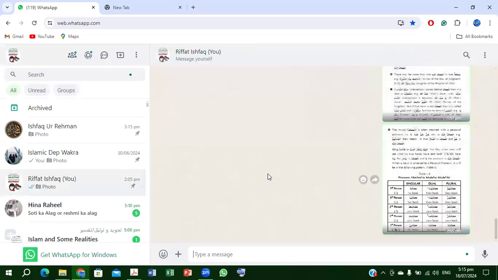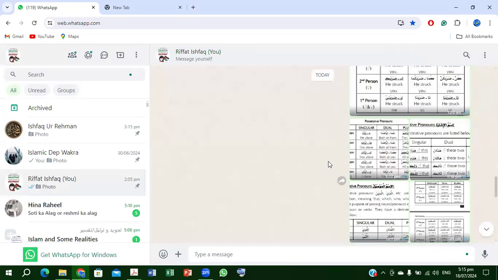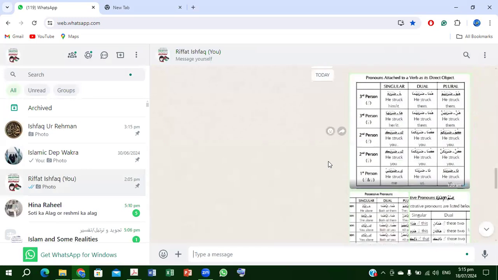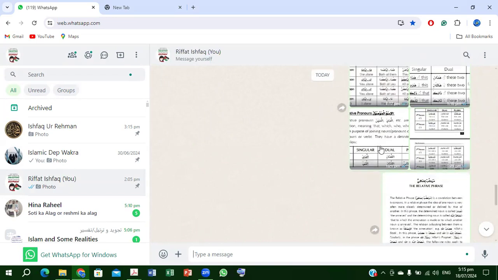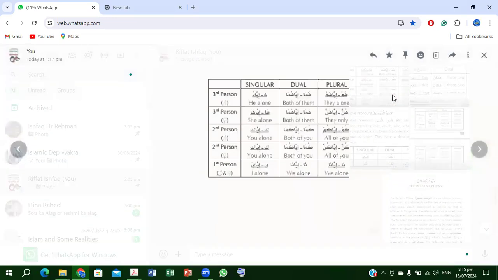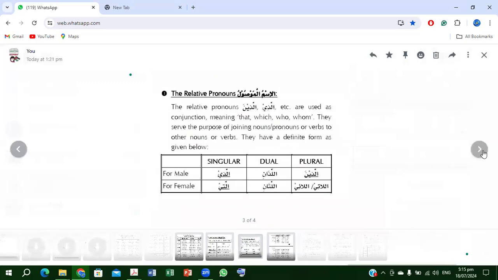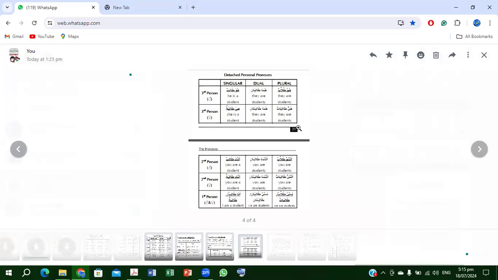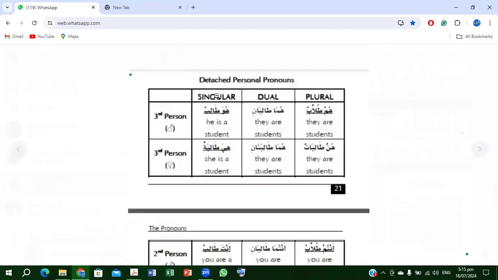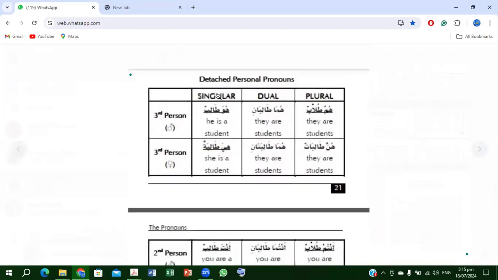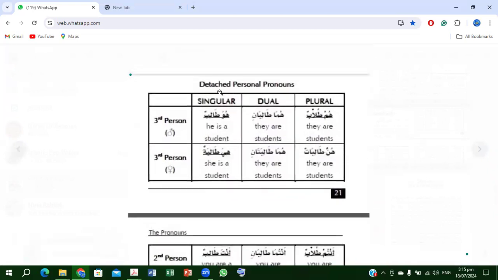For the next topic, I just wanted today to do the pronouns with you, okay? Because in the class we had done pronouns, but it was a little bit confusing. So let me see. Okay, can you see the screen? What is written here? Sarah, you can tell me. What can you see on the screen?